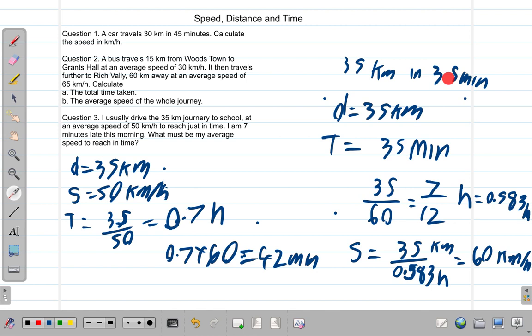I get 35 minutes. Now the speed must be for the same distance. Distance doesn't change. 35 kilometers in 35 minutes. I convert the 35 minutes to hours. So I have 35 divided by 60, 7 12ths of an hour, which is 0.583 hours. So the speed must be in kilometers per hour. 35 kilometers divided by the 0.583 hours gives me 60 kilometers per hour.